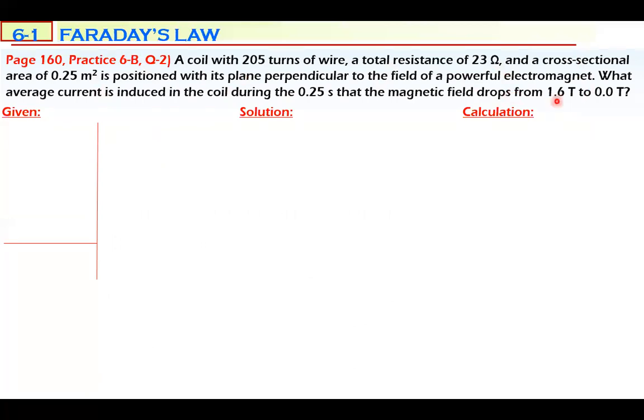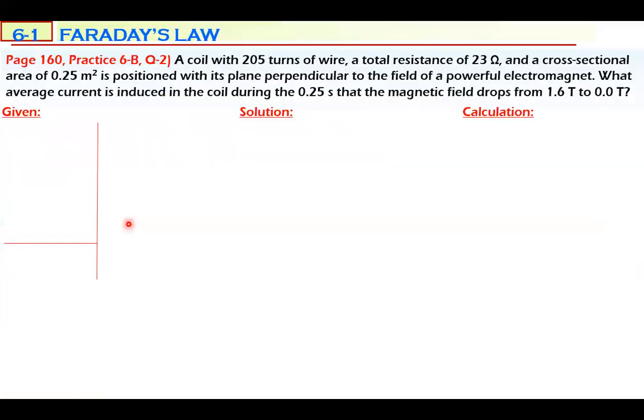So you are going to write delta phi is the area times delta B. Yeah, magnetic field is decreasing. Final minus initial. Final is 0. Initial is 1.6, so delta B is negative 1.6. Multiply with this area, which is given. You got delta phi. Divide by time delta T, which is 0.25. Multiply by number of turns, you will get the induced EMF. It's not so hard. You can do it on your own.